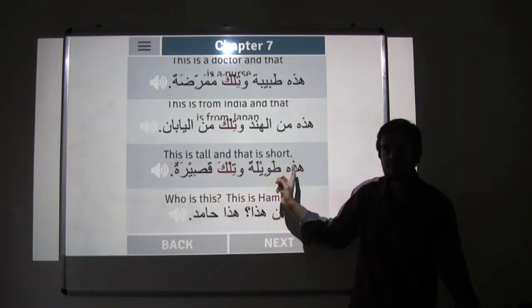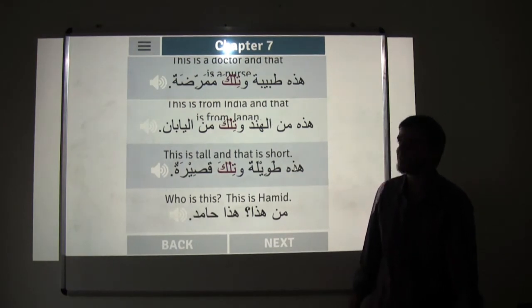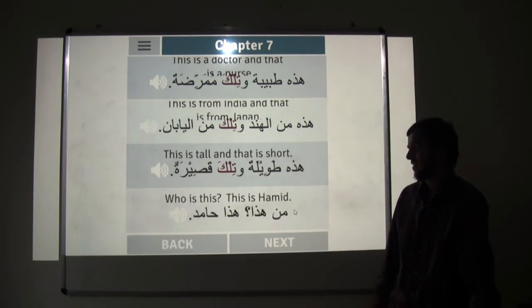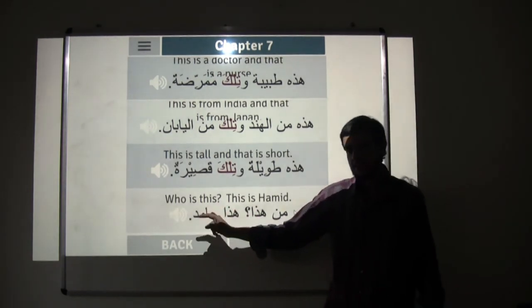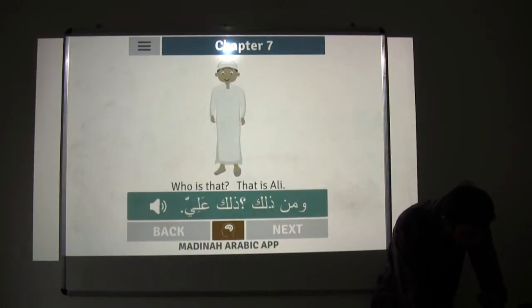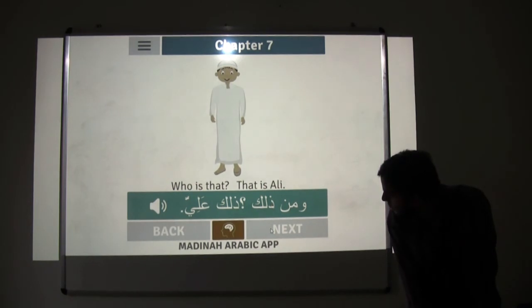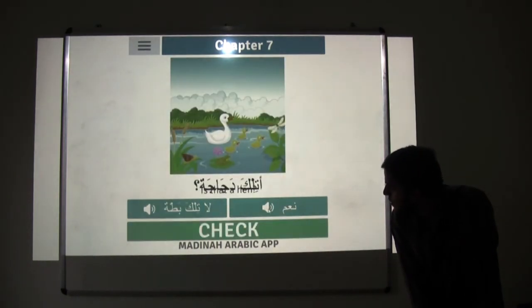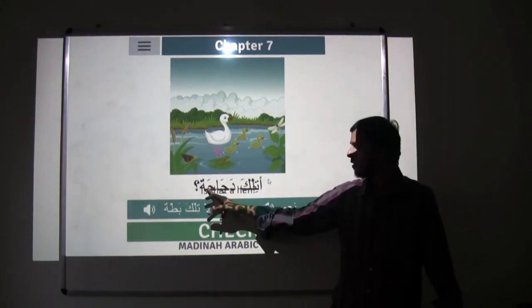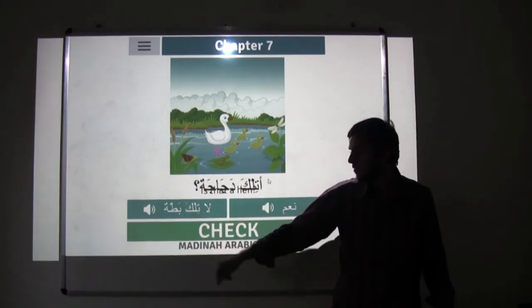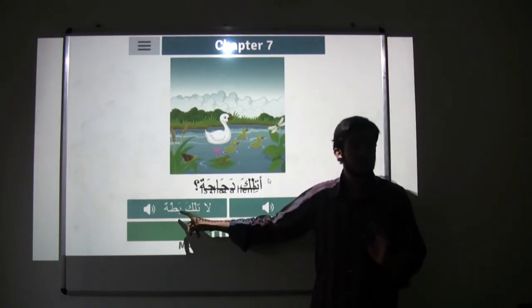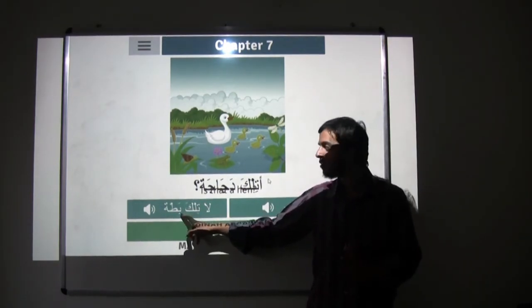Do you remember these terms? Yes, you have written them for the past 1 hour or so. Because we are referring to a guy, we say hada. Simple, okay? Sorry, actually this was not supposed to be like this. So basically, tilka dajajatun. La, tilka battatun. New word is battatun.